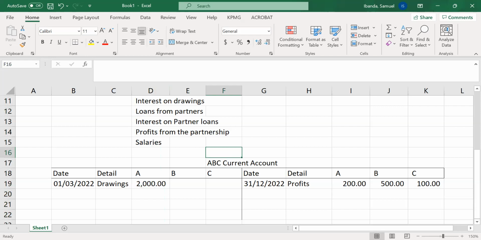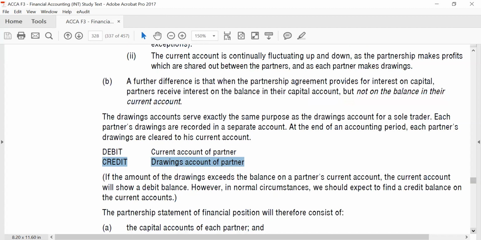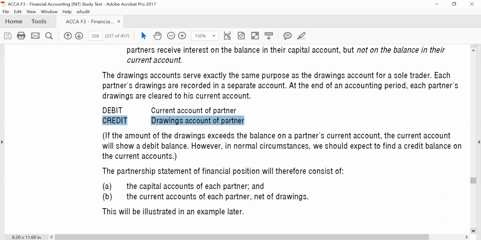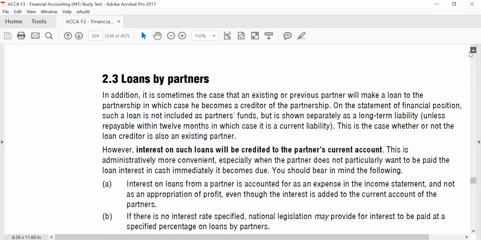And that's what we are trying to relate here when they are telling us that the drawings account serves exactly the same purpose as for the sole trader, and each partner's drawings are recorded in a separate account. At the end of the accounting period, this is how we record our drawings. We debit our current account, as you've seen me putting that value on the debit. As you debit, you're crediting your drawings account. So that is how the double entry would come in when we are looking at that scenario.